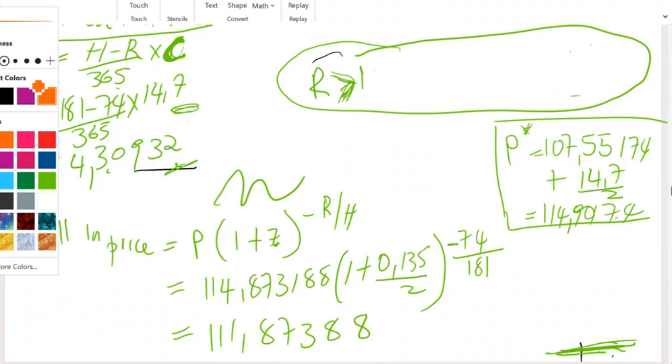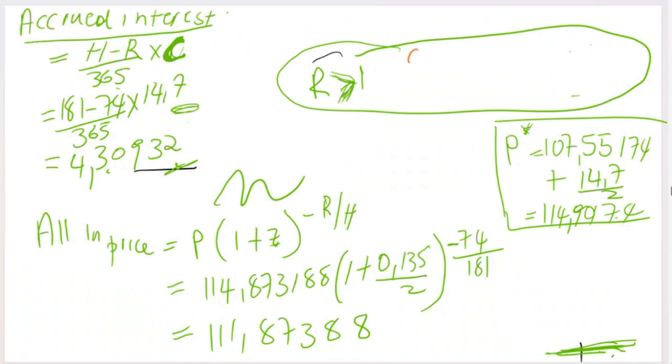And then you are going to calculate now the clean price. We know the formula for the clean price. The formula for the clean price is the all-in price minus the accrued interest. Minus the accrued interest.